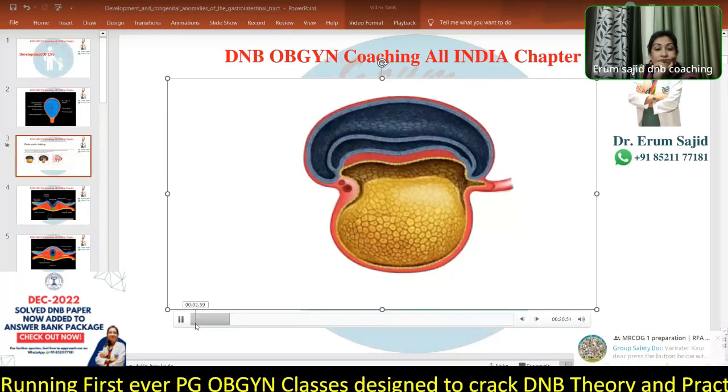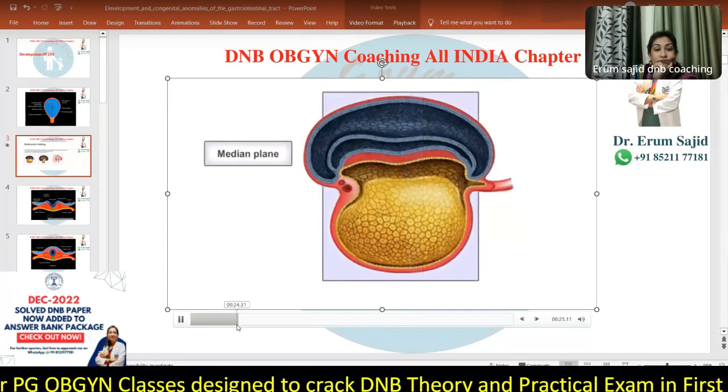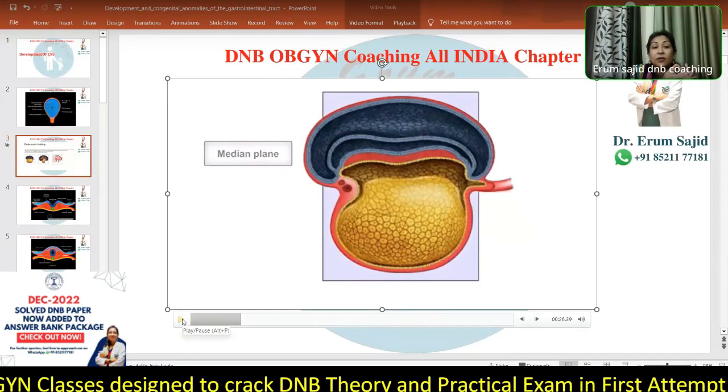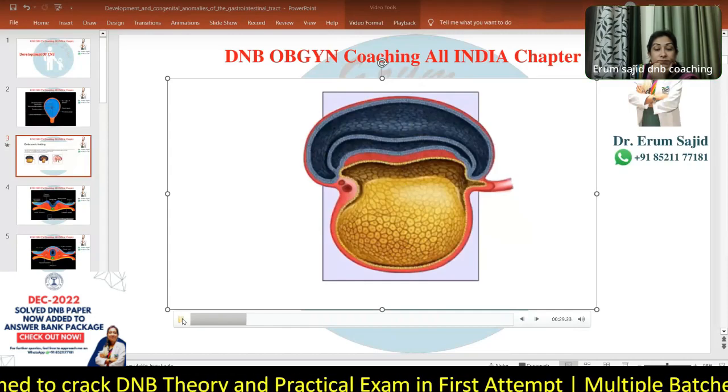Embryonic folding occurs in two planes, the horizontal plane and the median plane, and is the result of differing rates of growth of the embryonic structures.